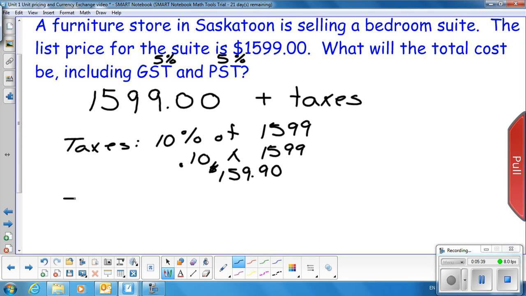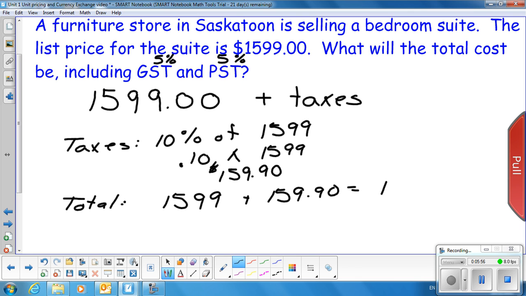The total price then that you would pay for this item is the list price of $1,599 plus the taxes of $159.90. This gives us a total price of $1,758.90.